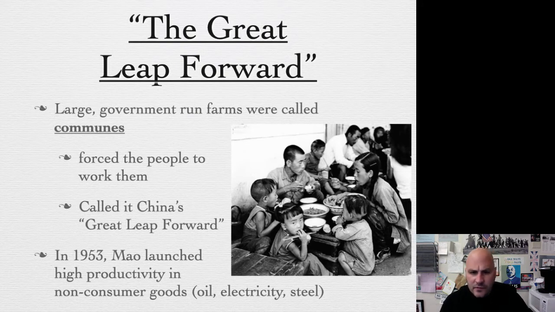And in 1953, we're going to see Mao try to focus on non-consumer goods. He's going to try to produce oil, electricity, and steel. You're going to see in the video people giving their walks and trying to produce other products with the steel that's melted down, and it is complete, utter waste of resources. And all it's going to do is actually lead to further death and destruction. All right, so I'm going to go ahead and show that video to you guys here on the Great Leap Forward, and then we have one last slide when we come back that will talk about the Cultural Revolution.